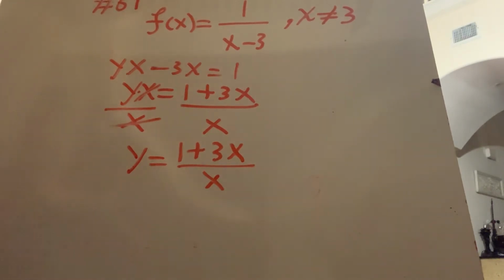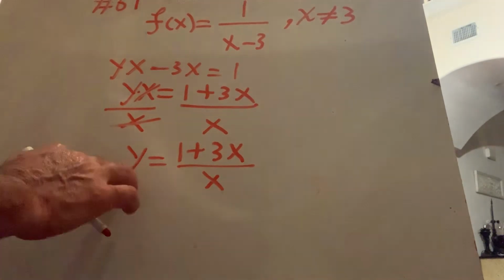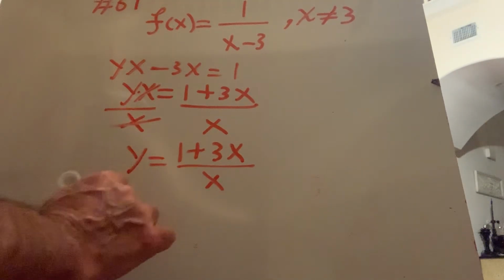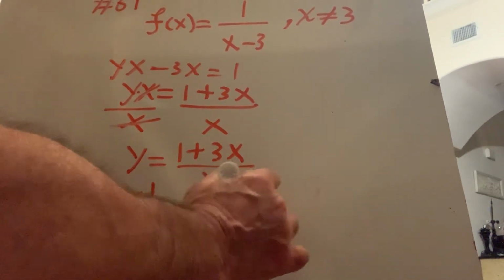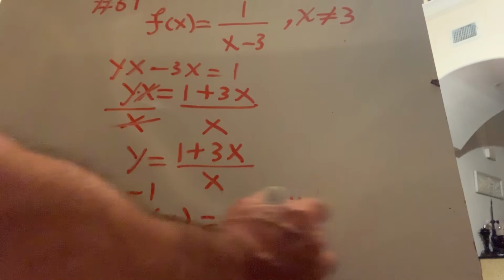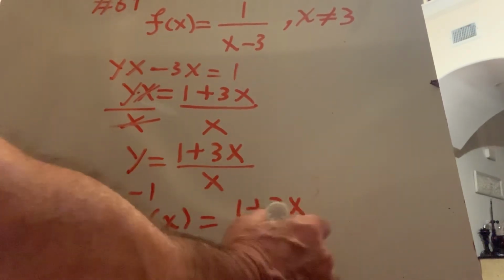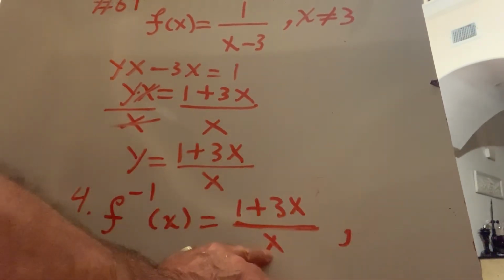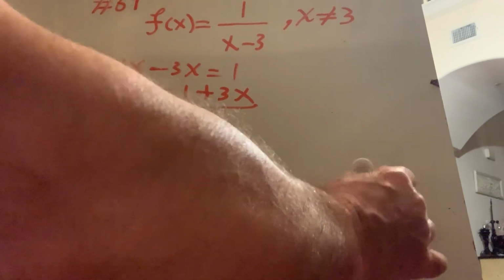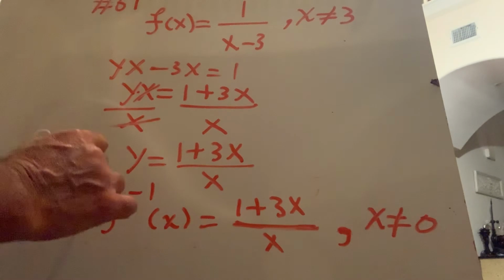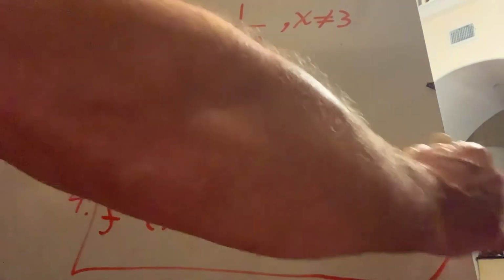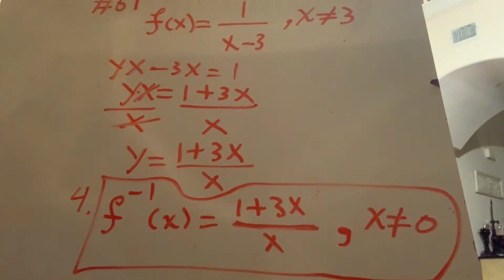And don't forget there is a fourth step, which says, of course, to change y to f inverse of x. So that's just renaming y as f inverse, which happens to be 1 plus 3x over x. And of course, don't forget, since you can't divide by 0, you do have to include that x cannot be 0, because division by 0 is undefined. And so there it is. There is your inverse function for this function f of x.